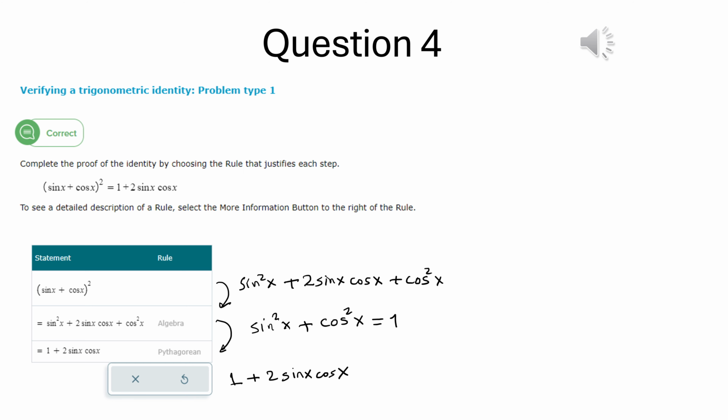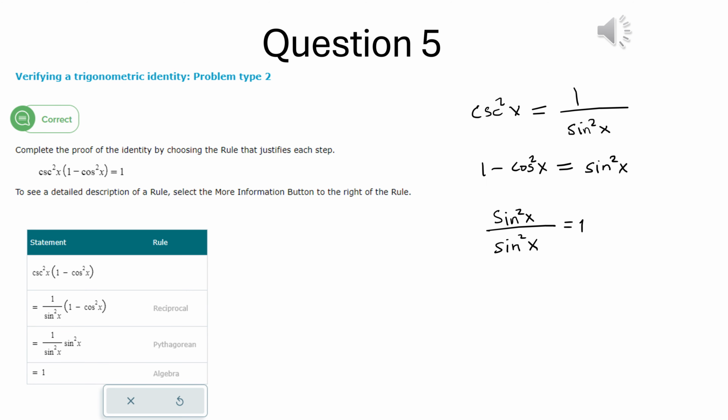Well, in this example, the first thing you should do is apply the reciprocal identity. Cosecant square is equal to 1 over sine square. This is step 1. Step 2 is apply Pythagorean, because I know that 1 minus cosine square is equal to sine square. And finally, algebra: sine square divided by itself is 1. That's it.